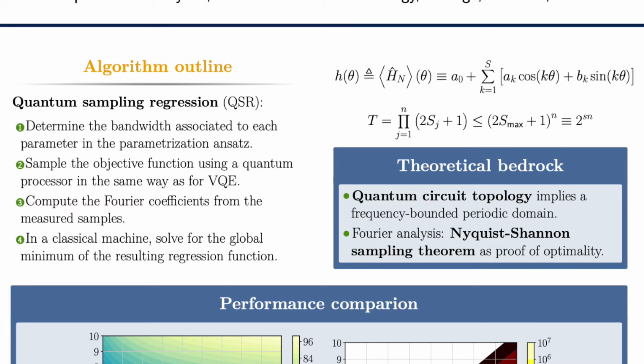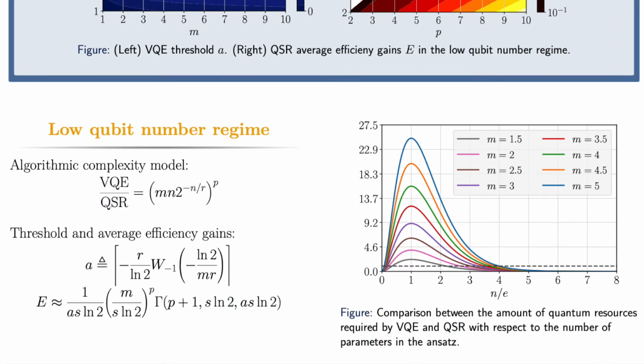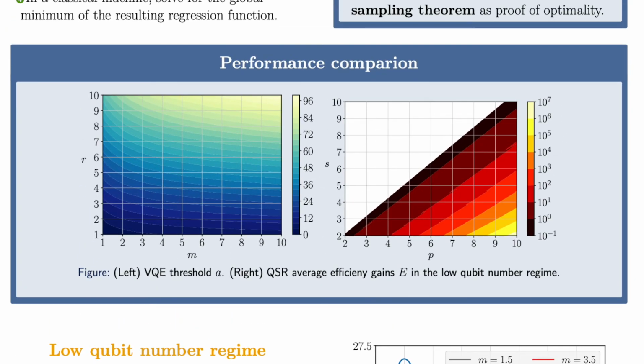The optimality of our technique is proven by the Nyquist-Shannon sampling theorem, which establishes a theoretically minimum amount of samples to reconstruct any given function. Since VQE is thought to be valuable only for limited quantum computational capabilities, otherwise better algorithms such as phase estimation would be available, we came up with an algorithmic complexity model to compare its performance with that of QSR in the low qubit number regime. The results that we obtained pointed at a threshold above which VQE outperforms QSR, but also showed a regime in which QSR is more efficient. The extent of this regime will vary from problem to problem, and we provide heuristics to help determine it in each case.